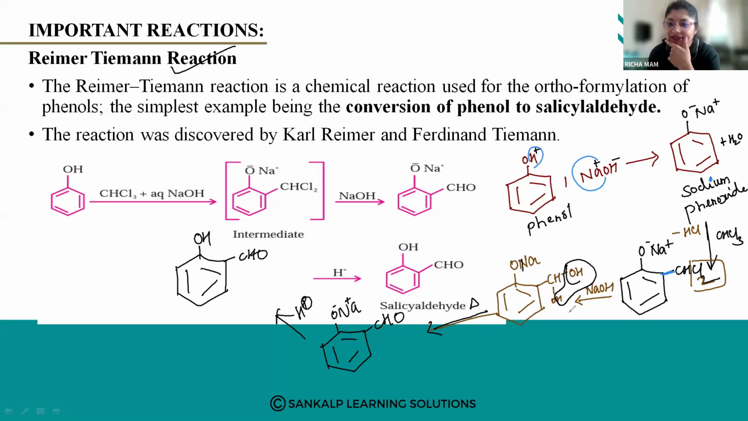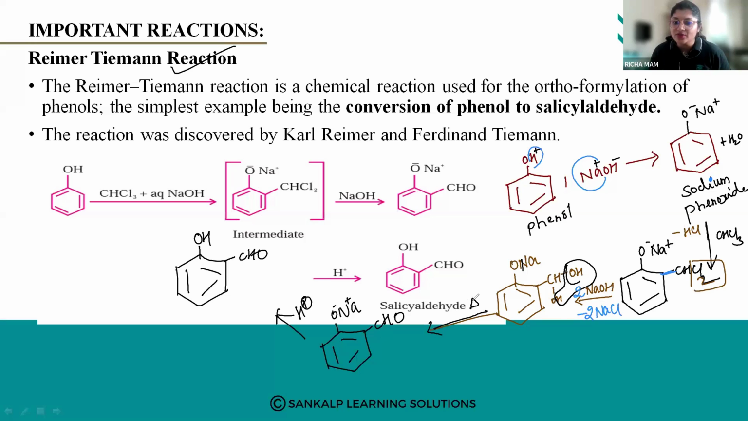Now further we are going to treat it with NaOH. With NaOH, NaCl is liberated. Now what happens? Both the Cl atoms are replaced by OH groups. You can see here, after treating with NaOH, both the Cl atoms are replaced by OH groups.